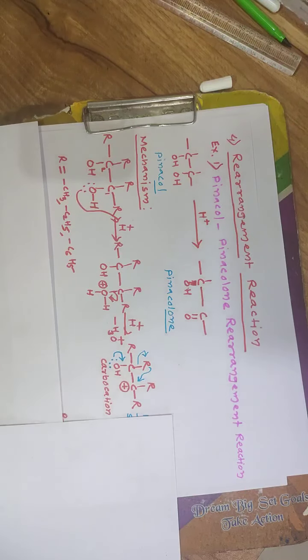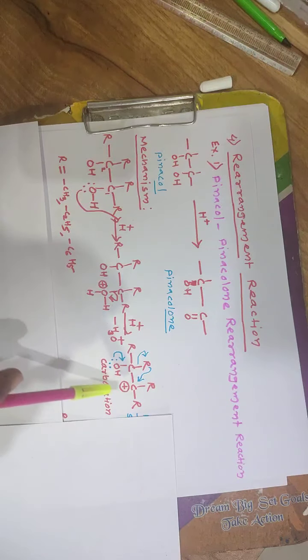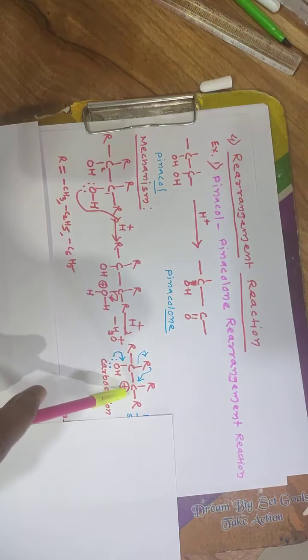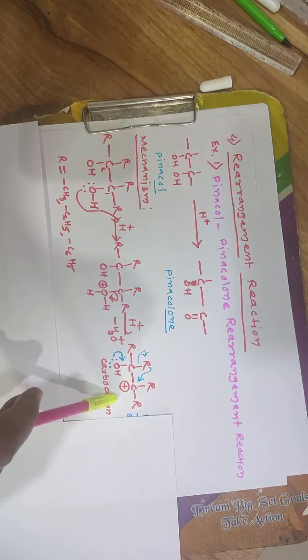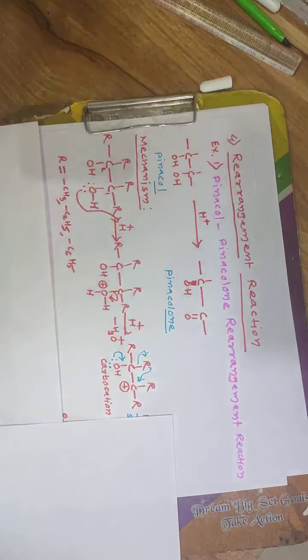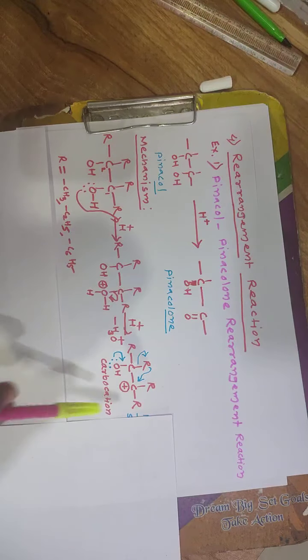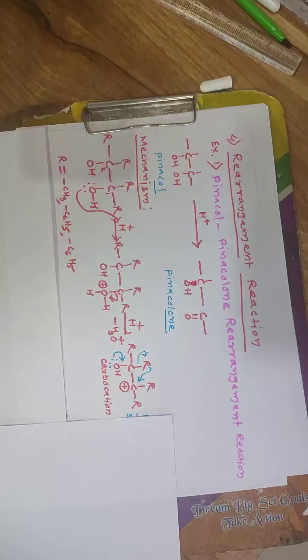You know what is meant by carbocation? The compound in which carbon carries positive charge is called a carbocation. Now the next step is a rearrangement reaction. This is a very important reaction step, the step of rearrangement.